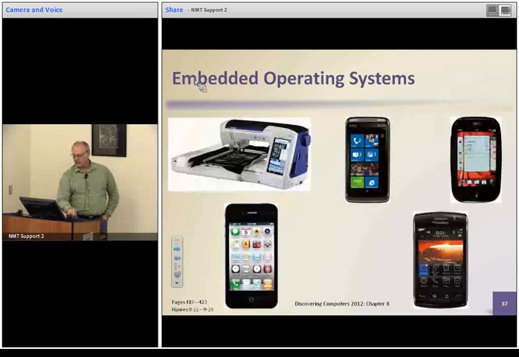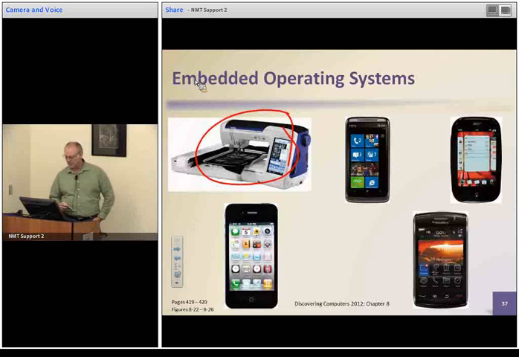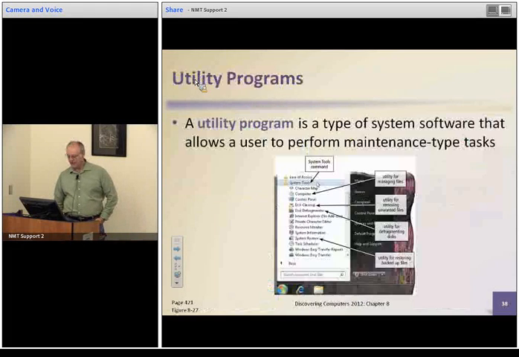Here's some pictures. This is a sewing machine. But of course, they now have software, especially embroidery sewing machines where you can do team logos and things. Anyhow, that has an embedded operating system. I don't know what it is. So as you know, your phones.